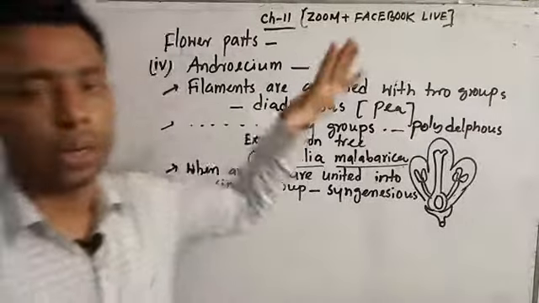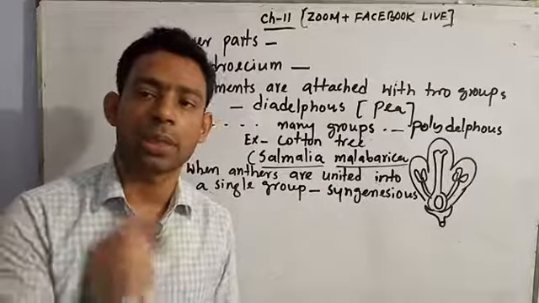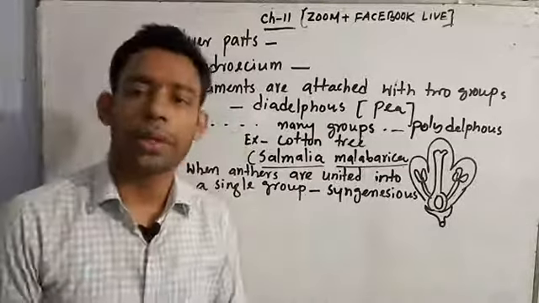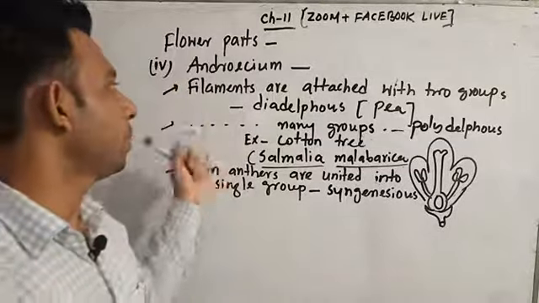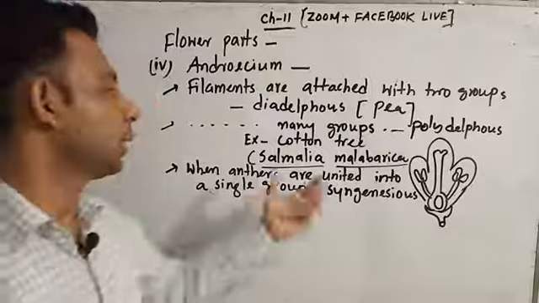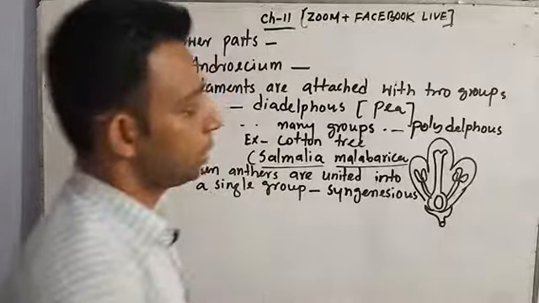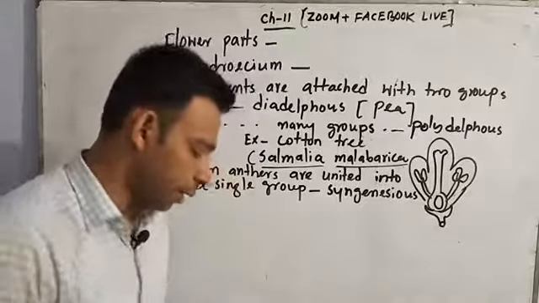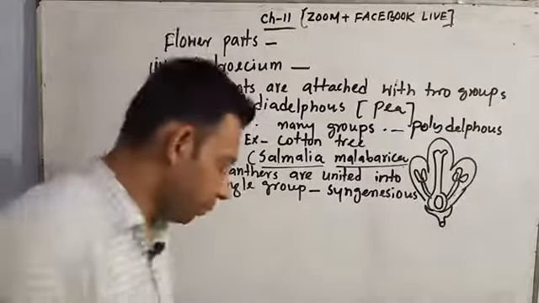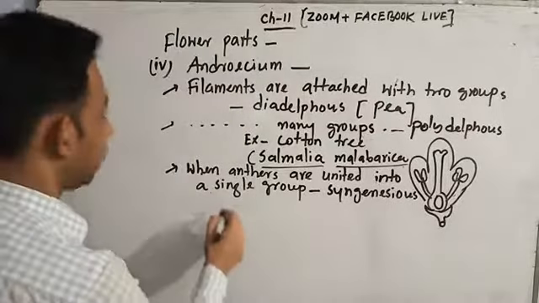Stamens are of different categories. Stamens with all the filaments attached in a single group are monadelphous, like China hibiscus. Filaments attached with two groups are diadelphous, like pea. Attached with many groups, polyadelphous, like cotton tree, Salmalia malabarica. But when all the anthers are united into a single group, it is called syngenesis. I will draw some figures for you here. Very first one, look here.